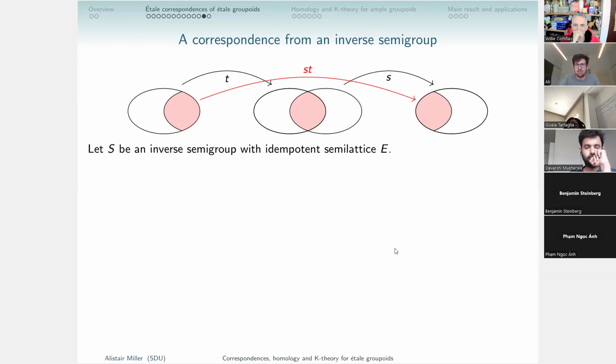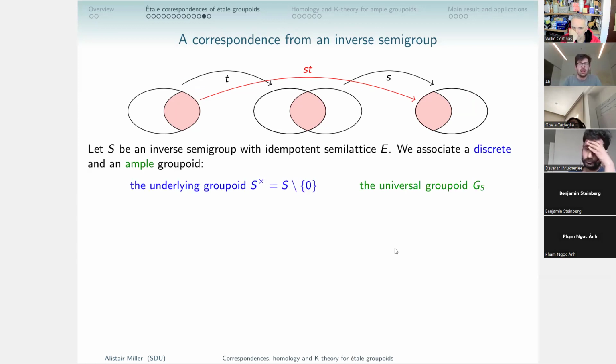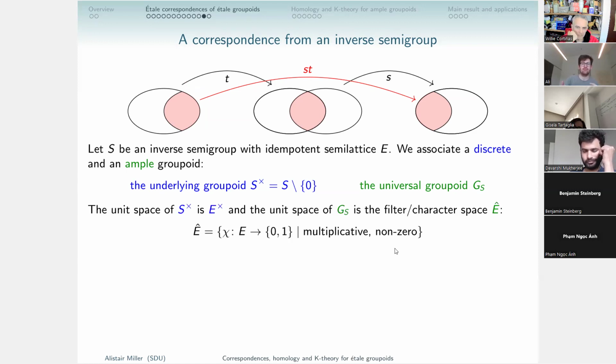So in an inverse semigroup, you have the special subset of idempotents, which we think of as the domains and the ranges of our partial symmetries. I always use the letter E for that. And now I'm going to build two groupoids. The first one is a discrete groupoid called the underlying groupoid, which is just the elements of S, but now I declare the range and source of an element to be its range and source projection, i.e. its domain and range in this partial symmetry point of view.